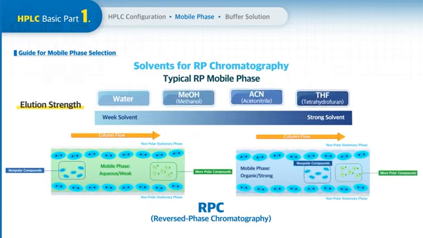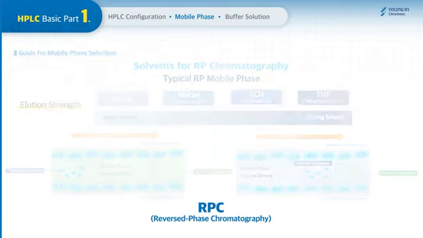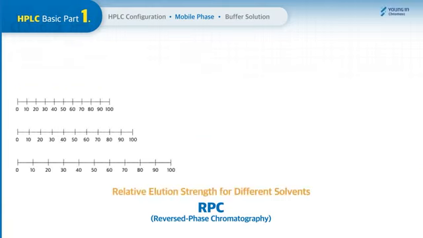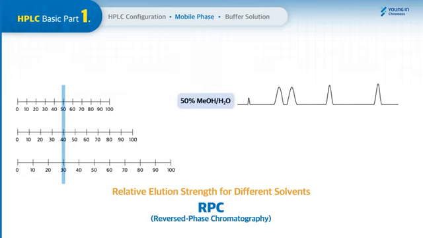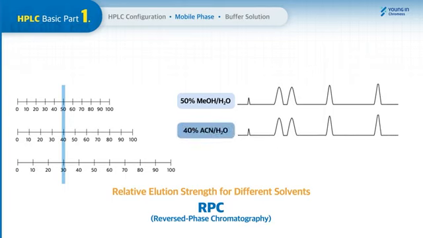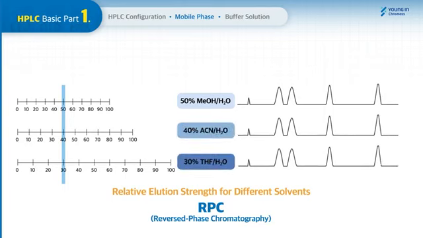are relatively eluted earlier. Thus, the mobile phase strength depends on both the choice of organic solvent and its amount in the mobile phase. This graph shows the relative elution strength for different solvents. 50% methanol has the same elution strength as 40% acetonitrile or 30% tetrahydrofuran.